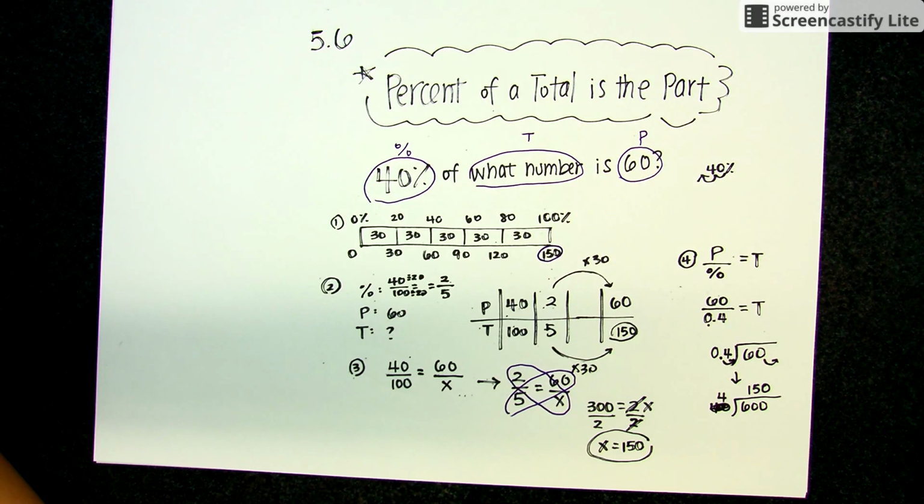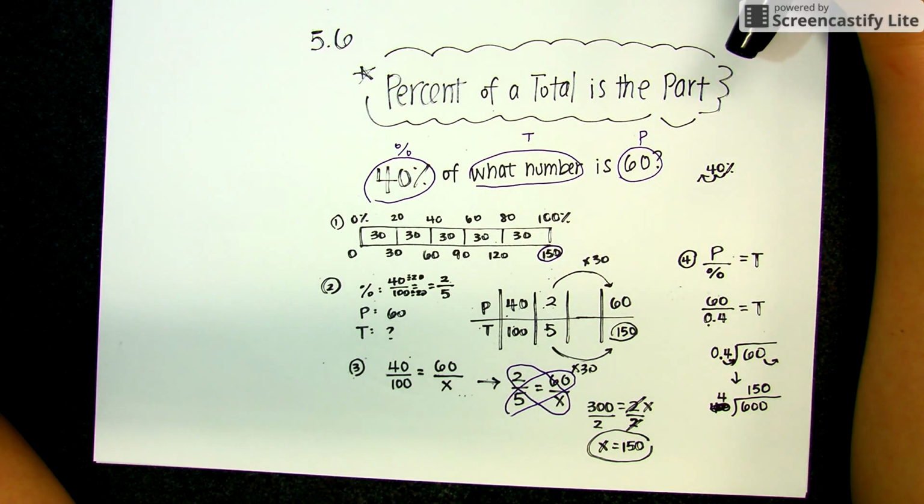So choose a way that makes sense to you. I would recommend you try to be familiar with 2 ways, so you can always double check your work.